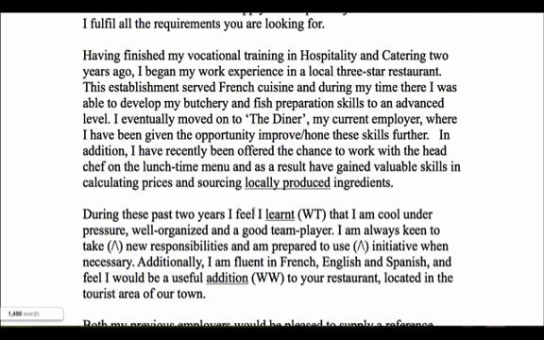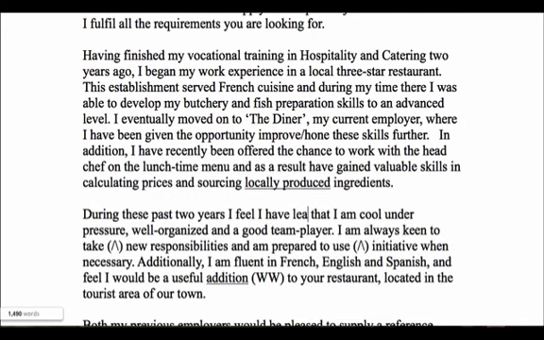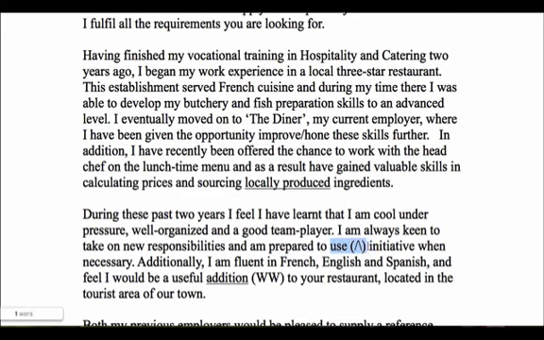Now in the next paragraph, the writer states, during these past 2 years I feel I learnt. Well, we're talking about unfinished time here because the person has written during these past 2 years. So this is the wrong tense, and of course should be I have learnt. We have here, I am always keen to take new responsibilities. We would probably have to say here take on. And am prepared to use, best here, my initiative. I'm prepared to use my initiative.